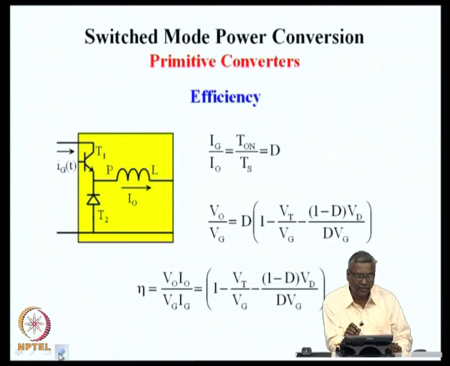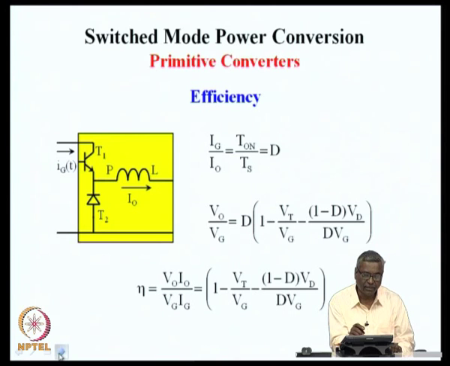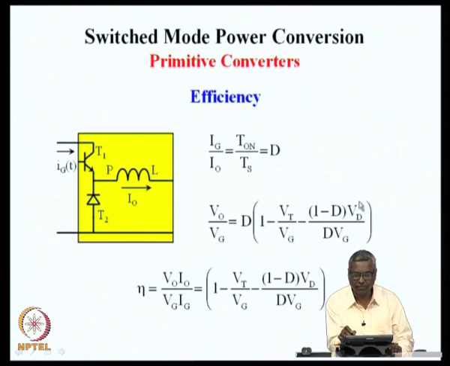The interesting part is that now the product of the voltage conversion ratio and current conversion ratio in the ideal converter was 1, which was the efficiency of the converter. In the non-ideal converter, I naught by Ig is 1 by D, V naught by Vg is D multiplied by this quantity. So, when you multiply these things together, the efficiency of the converter is the same as the correction factor that we found in the voltage conversion ratio, or the power conversion efficiency is less than 1.